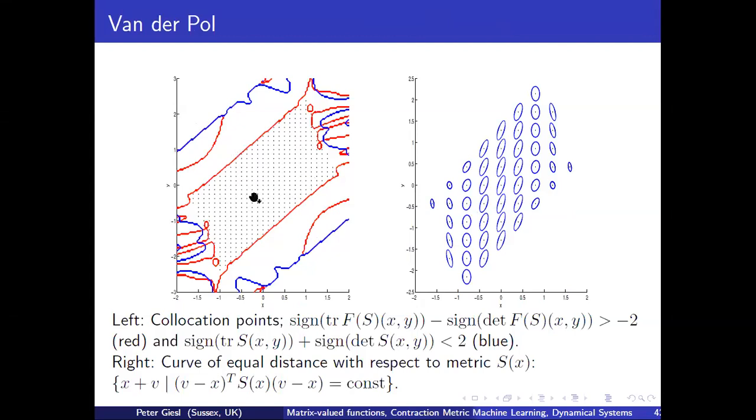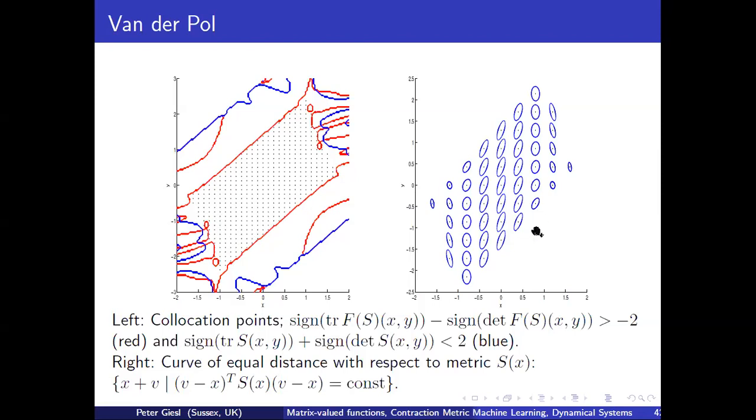Or in this picture, I'm showing basically these two together. Here are my collocation points. In red, you see where f of s has the wrong sign, and it clearly has the right sign where my collocation points are, because that's what I'm approximating. And in blue, you see where s is not positive definite, so that's actually an area much further outside. So all the area here is fine. It's a contraction metric here.